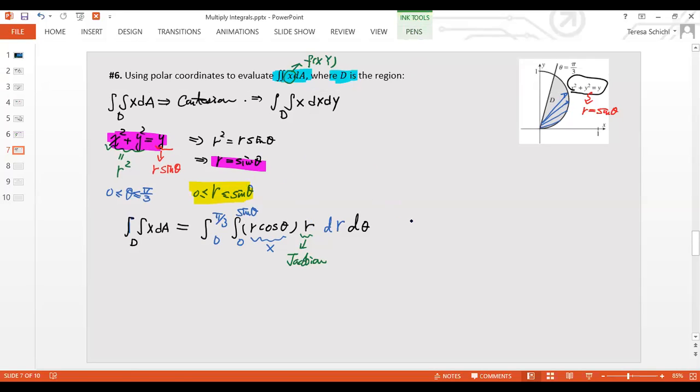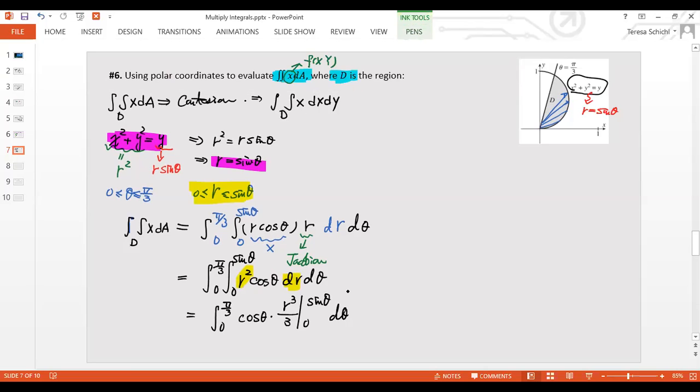Okay, so now in polar, you will see the integration is not hard. So this is 0 to pi over 3, then you will have r squared cosine theta dr d theta, and r is from 0 to sine theta. I'm only integrating r squared dr. Wow, that's pretty easy. So this will be equal to the integral from 0 to pi over 3, and cosine theta is just a constant. Then what is this integration? r cubed over 3, from 0 to sine theta, and the d theta, right?